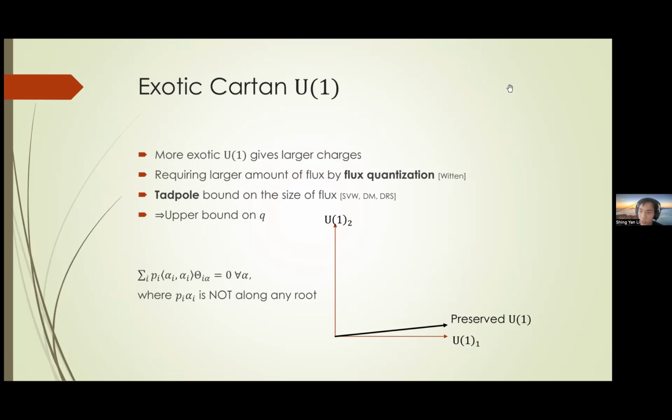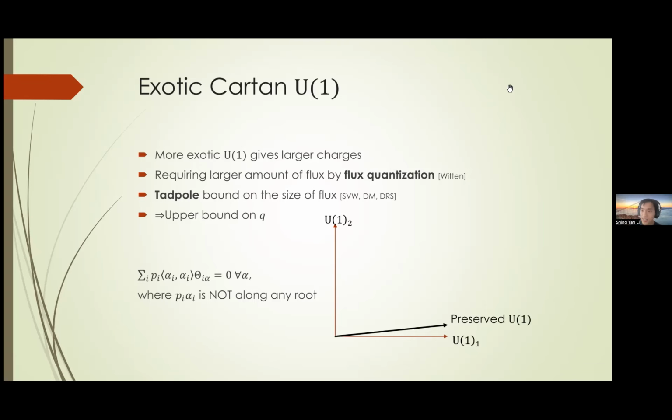And by carefully tuning the fluxes, we can actually get very exotic U1s, as shown in this figure. Imagine you have two Cartan directions, U1_1 and U1_2, and then we can pick the flux such that the preserved U1 is along this slanted direction. Then you imagine you project the gauge charges before breaking onto this line, and those will become very exotic numbers. That is how we get some very large charges from this flux breaking.